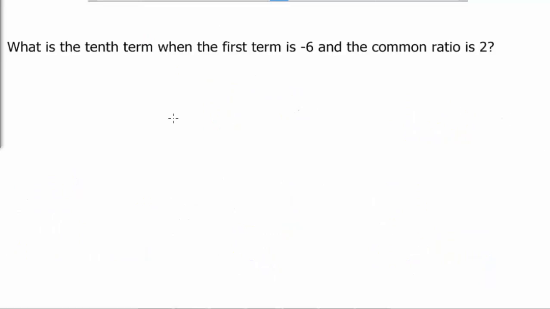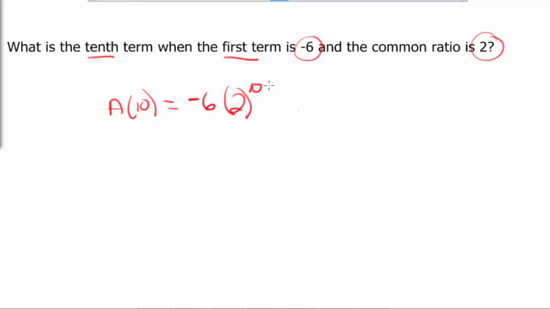I think the last one is the same thing. It's just written out in words instead of in the formula. What is the 10th term when the first term is negative 6 and the common ratio is 2? So we want to know the 10th term. Our first term goes right here, and then we multiply that by the common ratio, and it's always minus 1 up there.